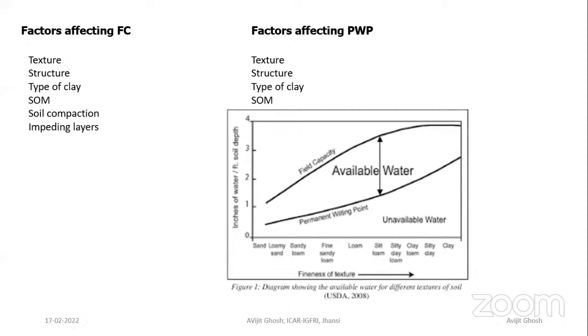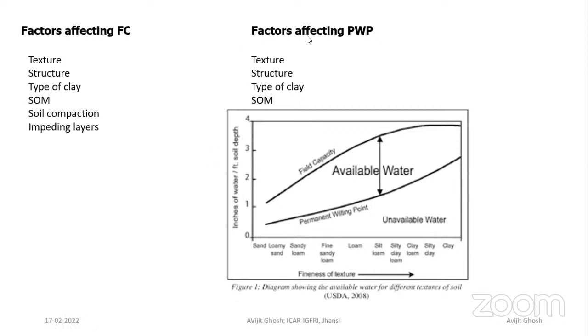Structure: for well aggregated soil, field capacity is higher than compacted soil. Then soil organic matter: as we improve the soil organic matter, the field capacity also increases. And impeding layer: presence of any tough layer, that is rock layer or any other layer present in soil, will reduce the concentration of water at field capacity and also hamper the soil water availability to plant.